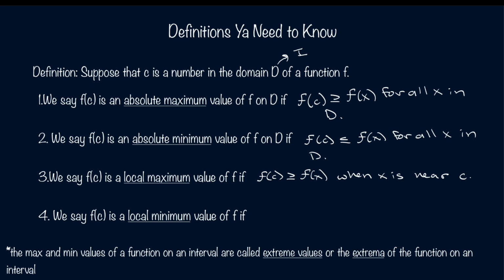And finally, we say that f of c is a local minimum value of f if f of c is less than or equal to f of x when x is near c. And so that's the first definition that we need to know. And then just to note that the max and the min values of a function on an interval are called extreme values, or they can be called the extrema of the function on an interval.